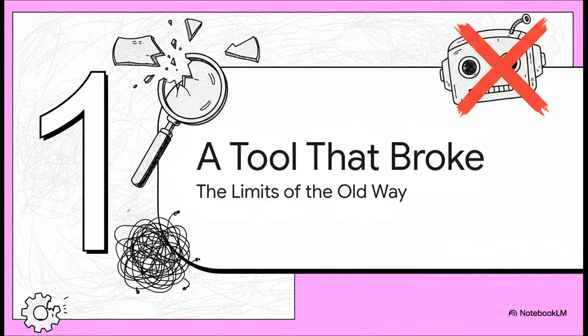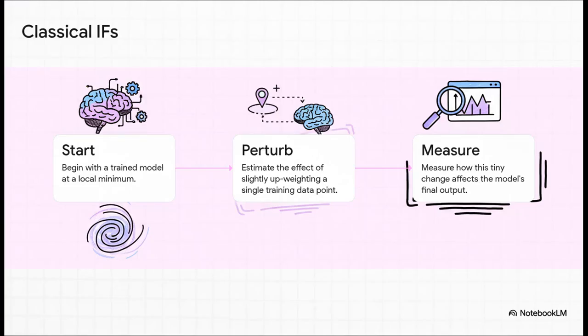Now, for the longest time, researchers had a favorite tool for this job. It was their go-to method. But then the AI models got big, really, really big. And that old tool, it didn't just slow down, it shattered. So what was this old method? It was called influence functions.